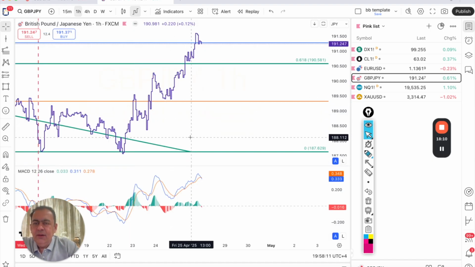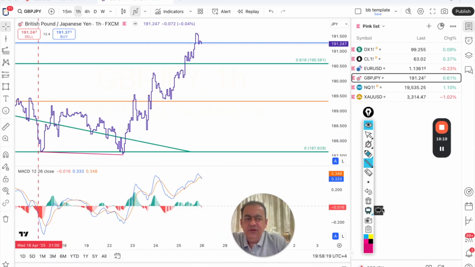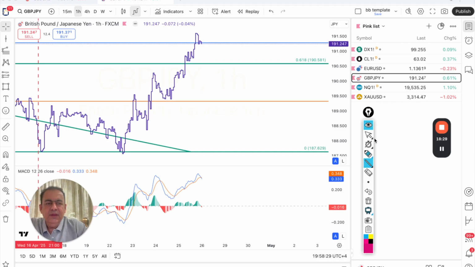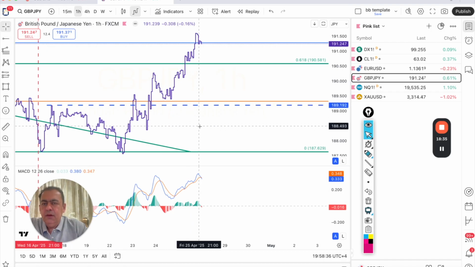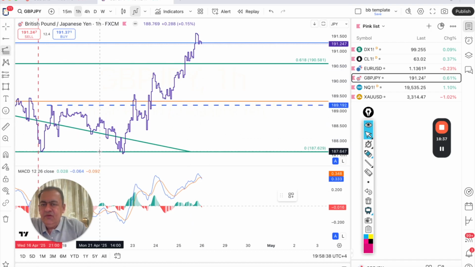On the 1-hourly frame, I could see a double bottom here, or maybe this lower low. I need to check for divergence. Yes, we have bullish divergence, so lower lows with a higher low on MACD lines and histogram. So bullish divergence identified on 1H, and the BOS is also completed. So I'm going to add a BOS dashed line here, and let's apply Fib extension.